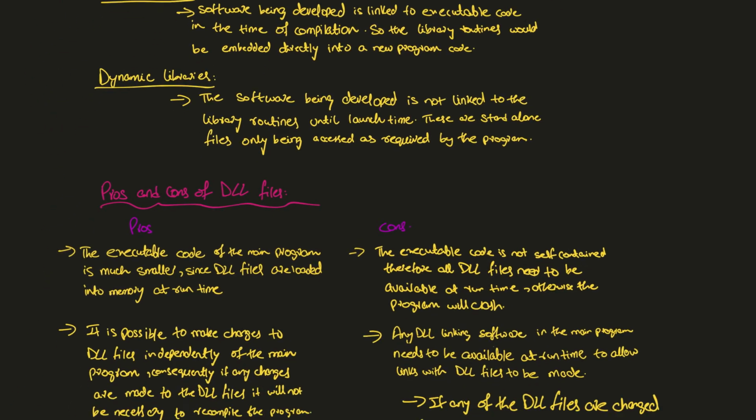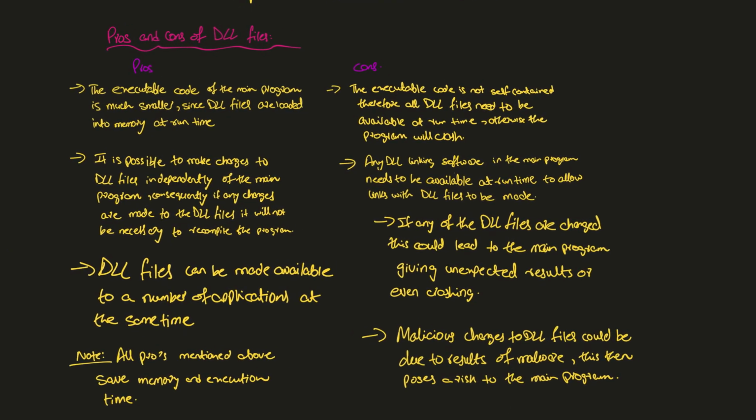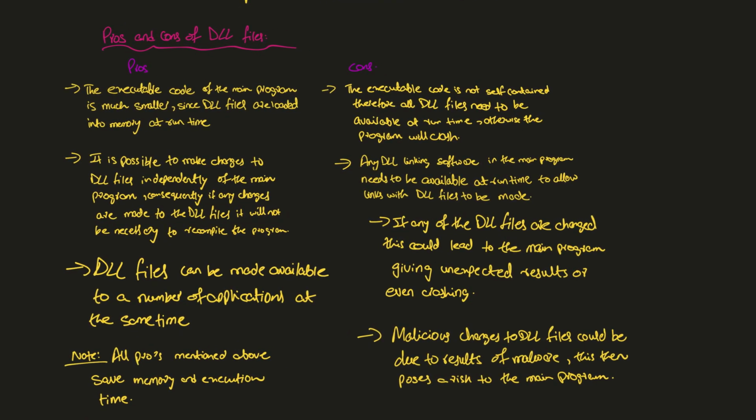So now we move on to the pros and cons of using DLL files. DLL stands for dynamic link library. First of all, we'll go over the pros. The executable code of the main program is much smaller since you will be importing a dynamic link library. So your own written code will be much smaller in size, and these dynamic link library files are also loaded into memory at runtime only. It is also possible to make changes to DLL files independently of the main program. So you don't need to change your own program in order to make the DLL file compatible with it.